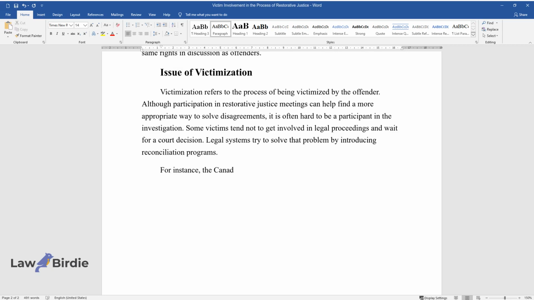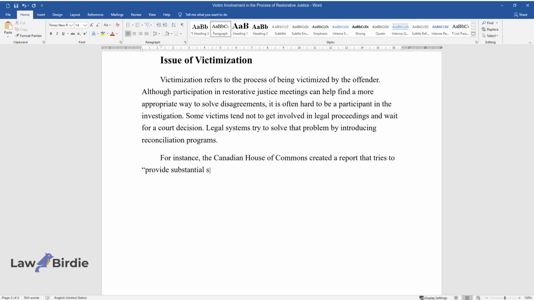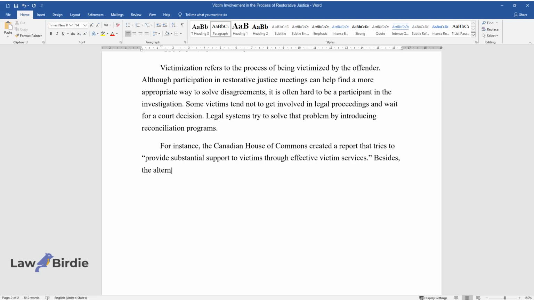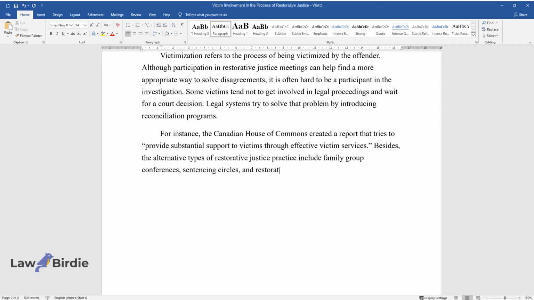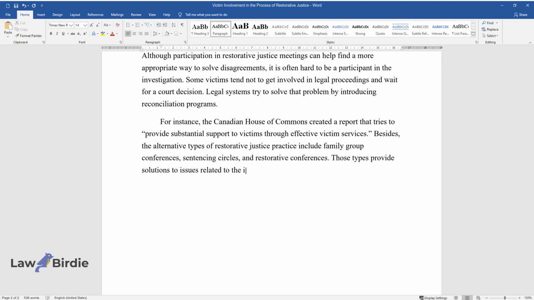For instance, the Canadian House of Commons created a report that tries to provide substantial support to victims through effective victim services. Besides, the alternative types of restorative justice practice include family group conferences, sentencing circles, and restorative conferences. Those types provide solutions to issues related to the impossibility of arranging victim-offender mediation.